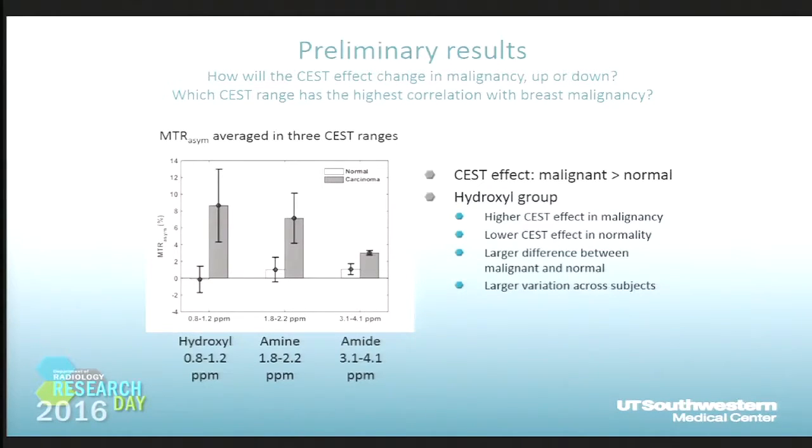These bar plots shown here are the MTR asymmetry averaged in the three CEST ranges: the hydroxyl group, the amine, and the amide group. Here we can see that for all three CEST ranges we explored, malignant tissue has higher CEST effect than the normal tissue. And for the hydroxyl group here, although it has larger deviations across patients, it has higher CEST effect in malignancy and lower CEST effect in normal tissue. Hence, the difference between malignant and normal is larger in this group than the other two groups.